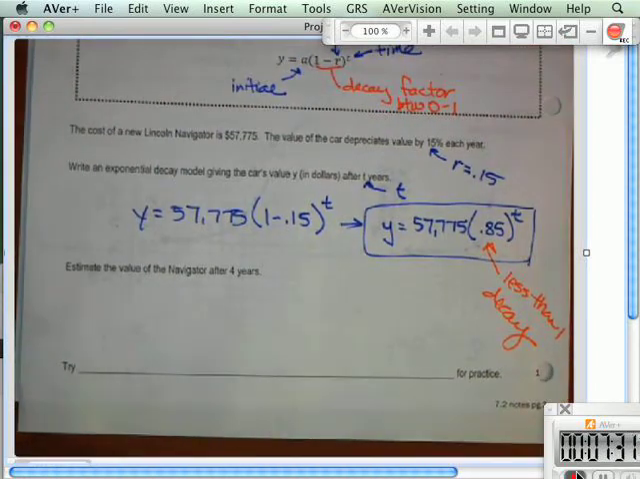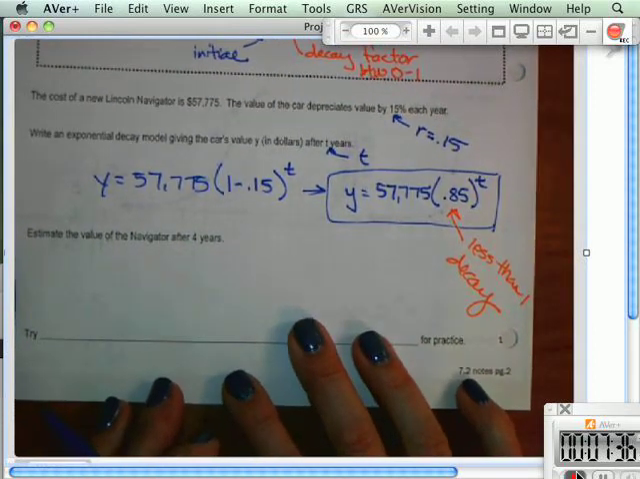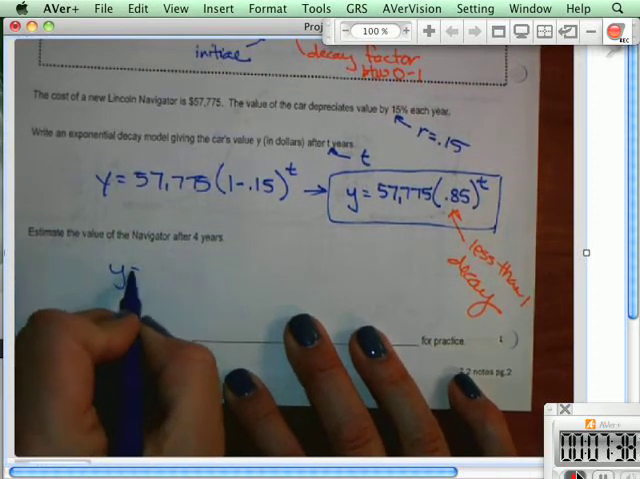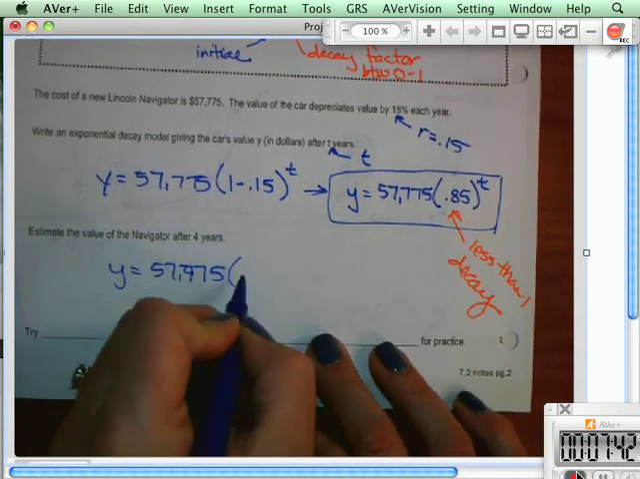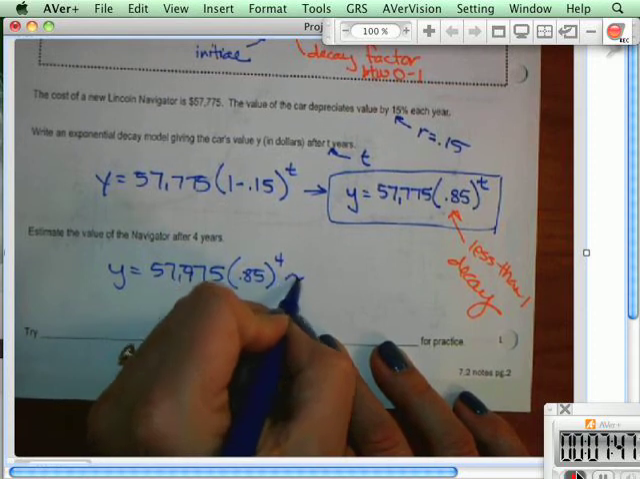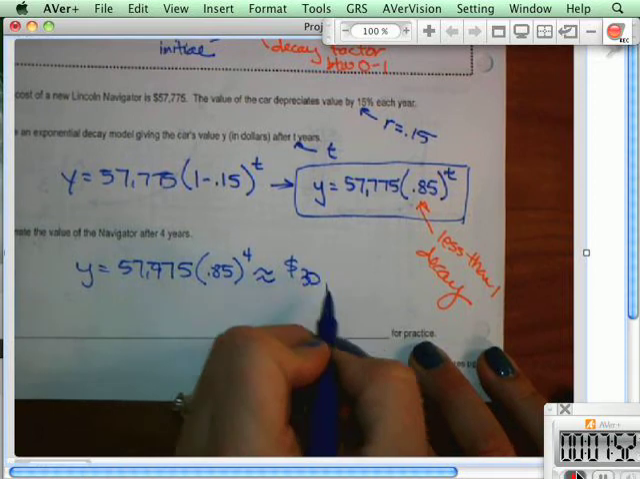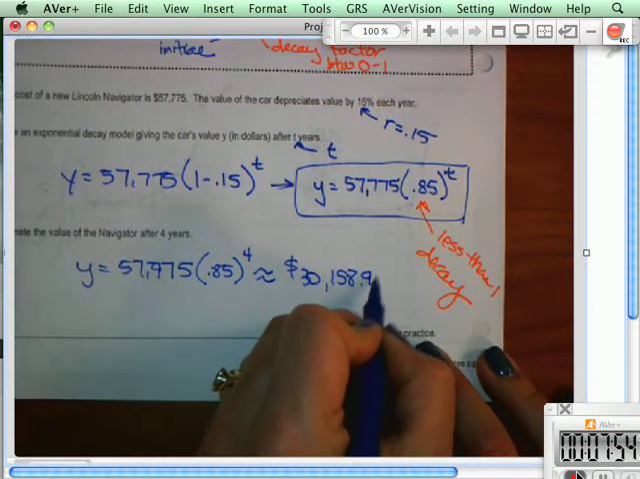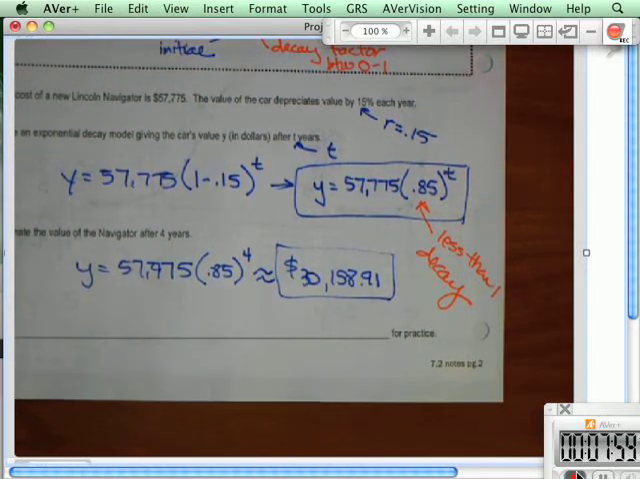Estimate the value of the Navigator after 4 years. Are you ready? Only 4 years. Let's see what it's worth. Y equals 57,775 to the 4th is approximately $30,000. So it went down almost half in 4 years. Okay? So, is this familiar to you?